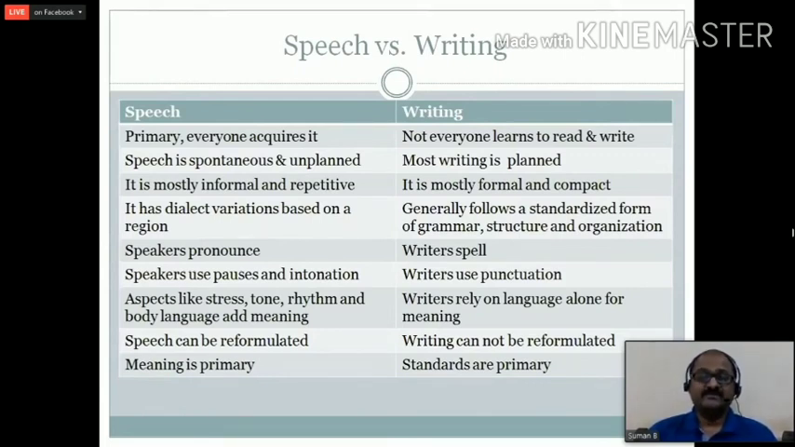And in speech, meaning is primary, whereas in writing, along with meaning, following the standards, punctuation marks, the norms of writing, the organized structures, how to begin, how to end, all these become important. So this is how speech has certain advantages when compared to the mode of writing. I hope all of you now have a basic understanding of the difference between speech and writing, and how speech as a discourse has certain advantages compared to the writing mode.